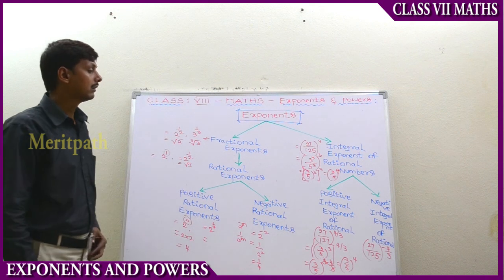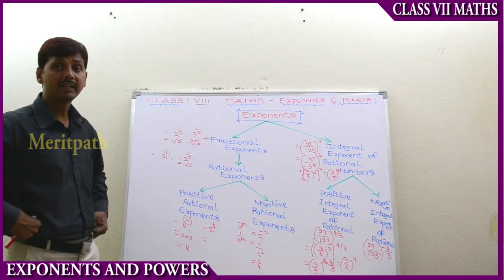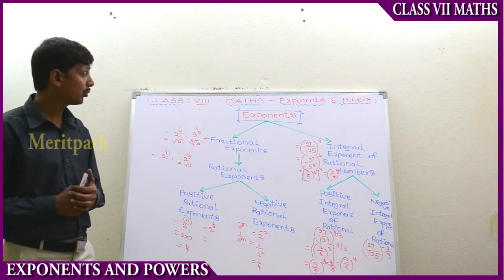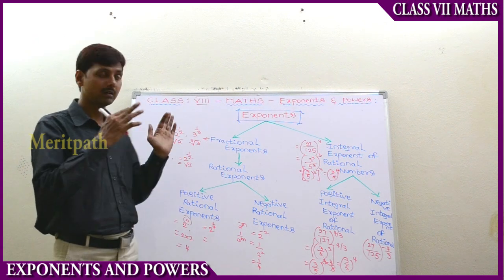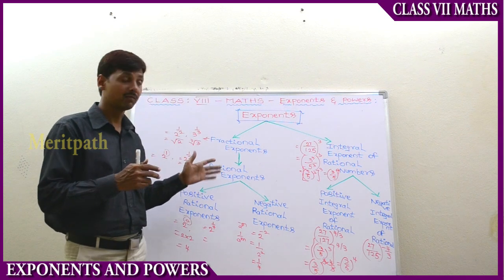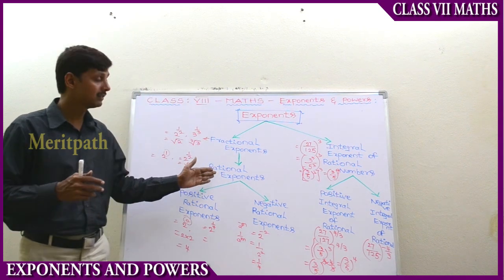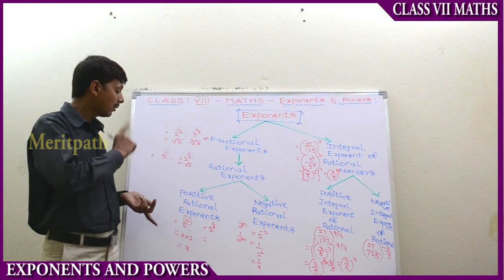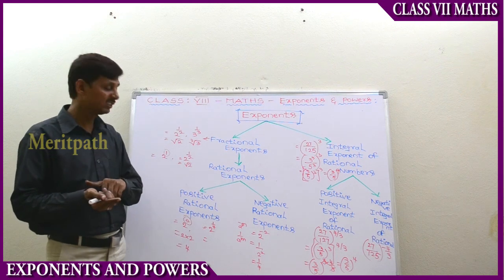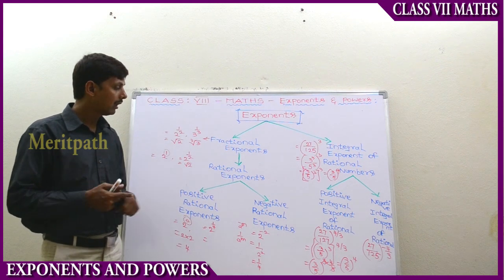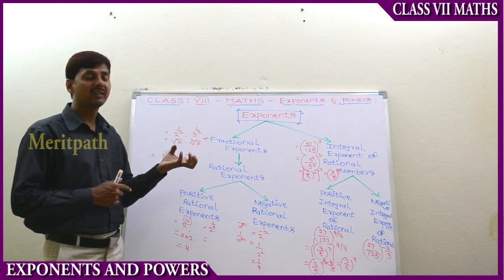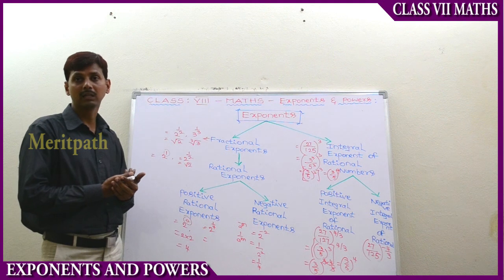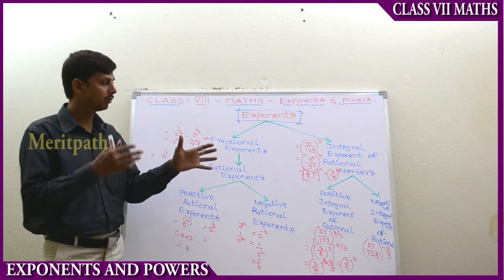So here what we understood is exponents. Other than the laws of exponents, we have fractional exponents, and every fractional exponent is a rational exponent, and a rational exponent can be expressed as a positive rational exponent or a negative rational exponent. We have discussed this here, and the integral exponent of a rational number: the base of a number can be raised to some power, positive and negative.